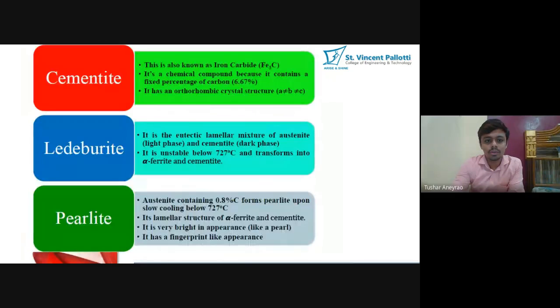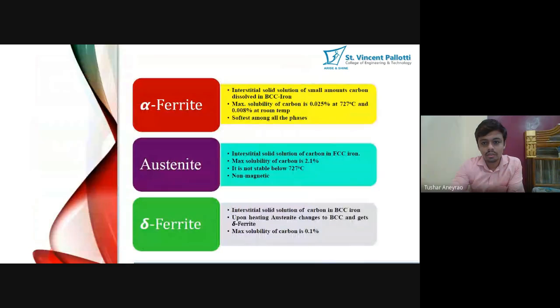Let us go to this also. You can see here the maximum solubility of carbon is 2.1%.